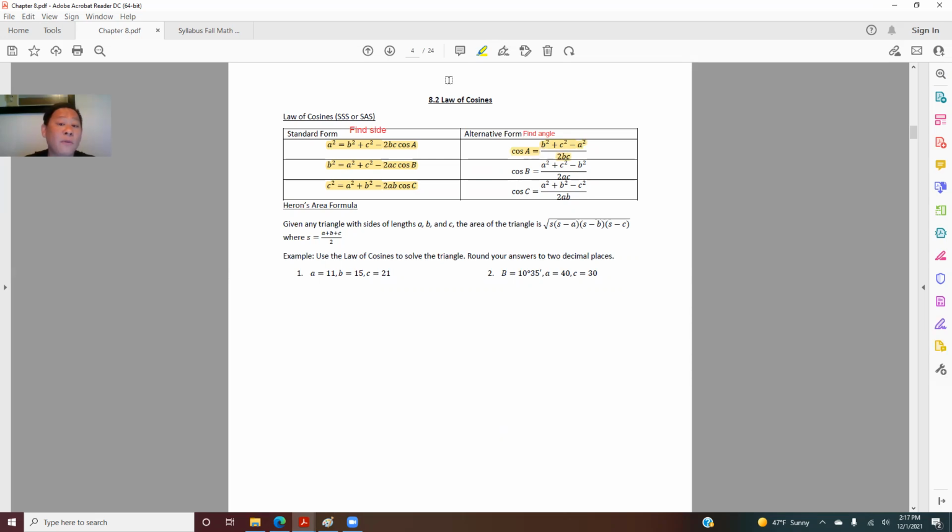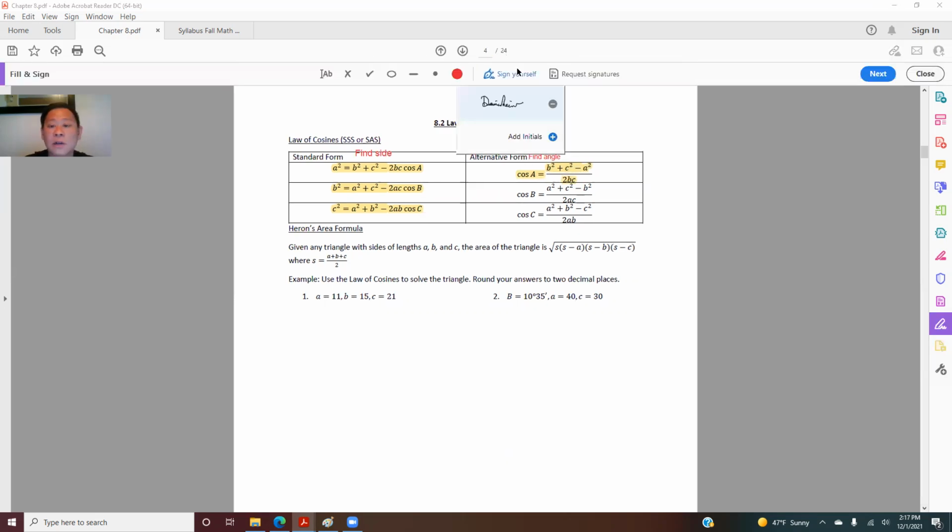Now, when you use this formula in your calculator, make sure that you put parentheses on the top one and put parentheses on the bottom. Okay, this is very important because a lot of students, when they use a calculator, forget to put parentheses, and then you move the cosine over to become arccosine. So this is the law of cosines in this case.